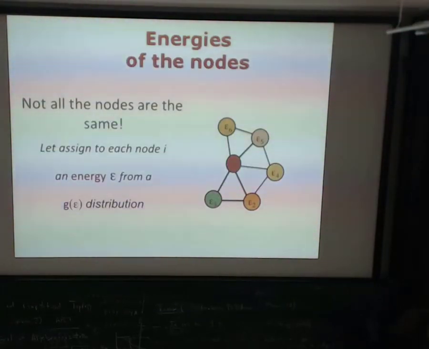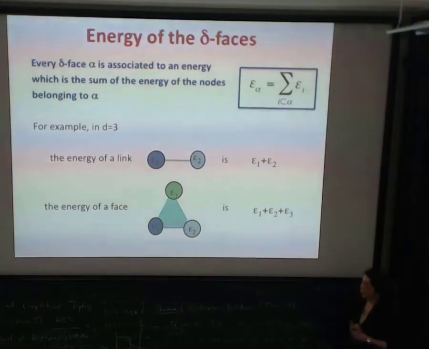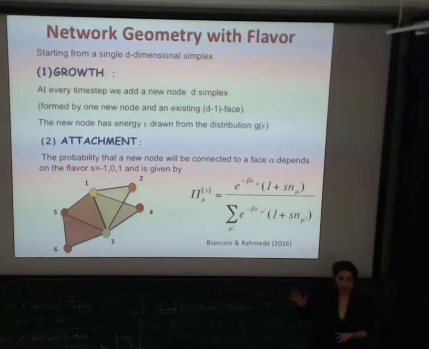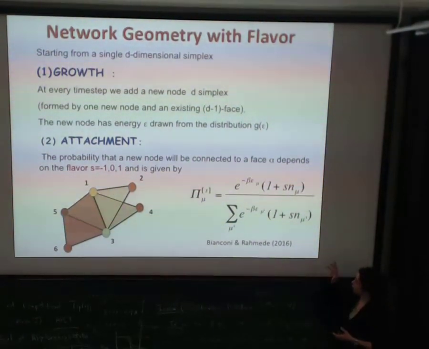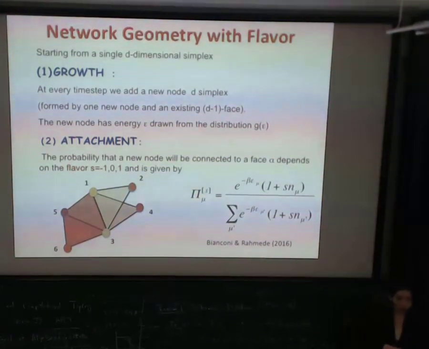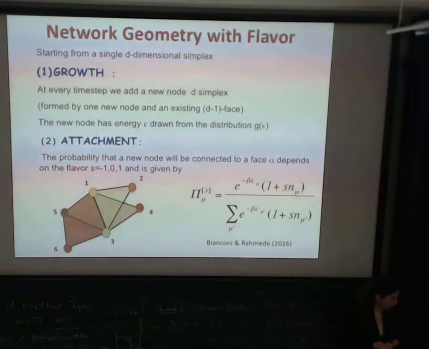Let me quickly go toward a generalization of these dynamics, putting some energy on the nodes. And actually, we put energy not only on the nodes, but also on the links and on the triangles. So how do we do that? Given that we assign an energy to each node, the energy of a link is the sum of the energies of the two nodes, and the energy of a triangle is the sum of the energies of the three nodes belonging to the triangle. So we can generalize these dynamics just by putting in a fitness that depends on the energy of the d-1 phase to which we attach the simplicial complex. And now we are looking at the network, the simplicial complex that results.